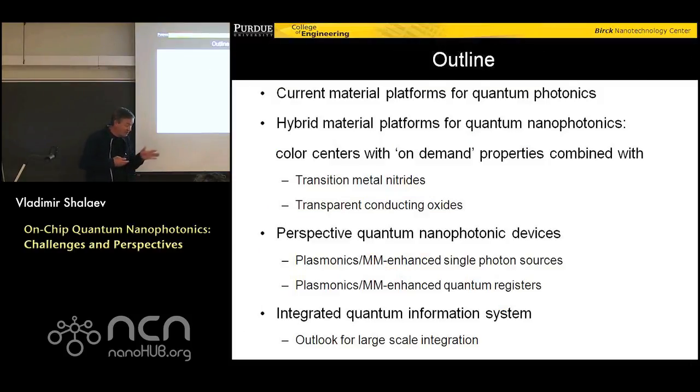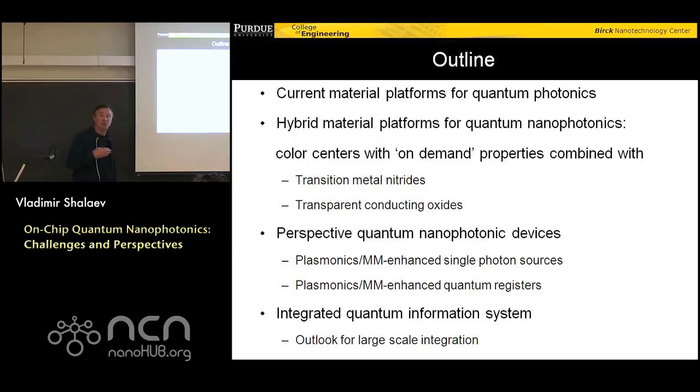So during these 3 lectures on quantum photonics, that's what I plan to cover. Today we will talk about current material platforms, what people use, and then we will speak of some hybrid material approach, which would combine materials similar to those used in nanophotonics, such as transition metal nitrides and transparent conducting oxides. And then we will look at perspectives for quantum nanophotonic devices and cover some particularly important aspects, such as single photon sources and quantum registers.